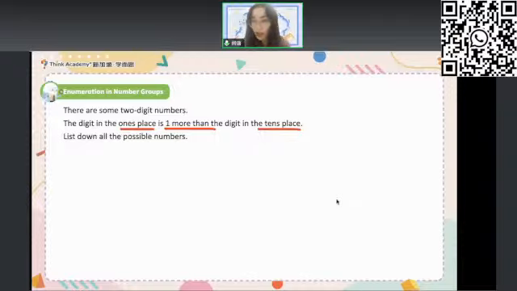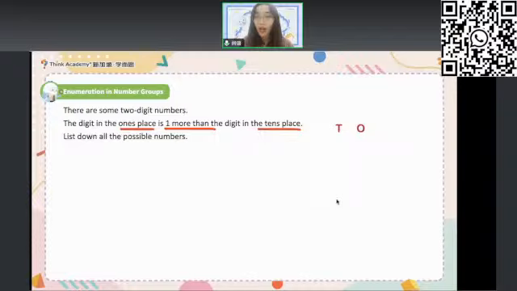So when it comes to the two-digit numbers, basically we know that you need to consider the tens place and the ones place. And according to the clue here, which one is the bigger one? Yeah, let's read the sentence again. The digit in the ones place is one more than the digit in the tens place. That means the ones place is bigger, right?